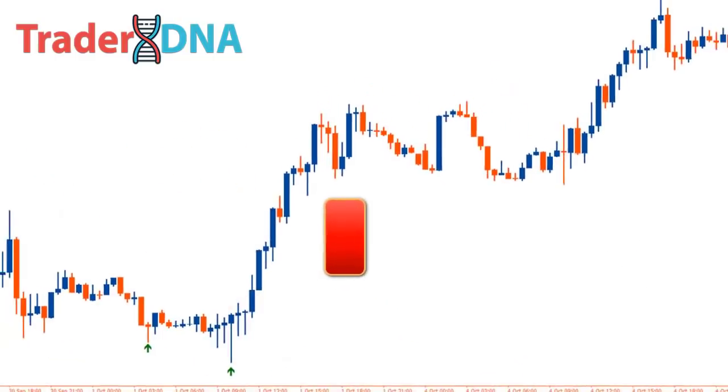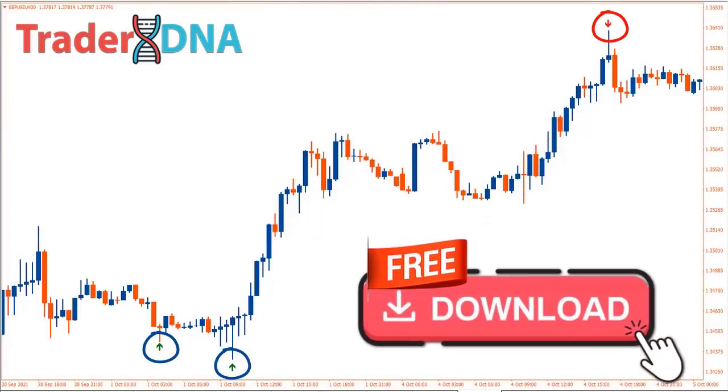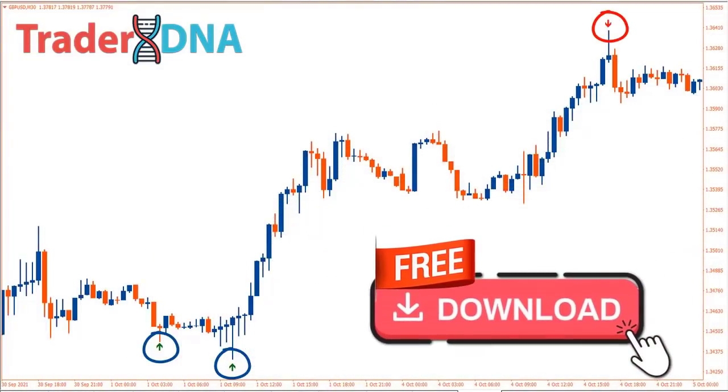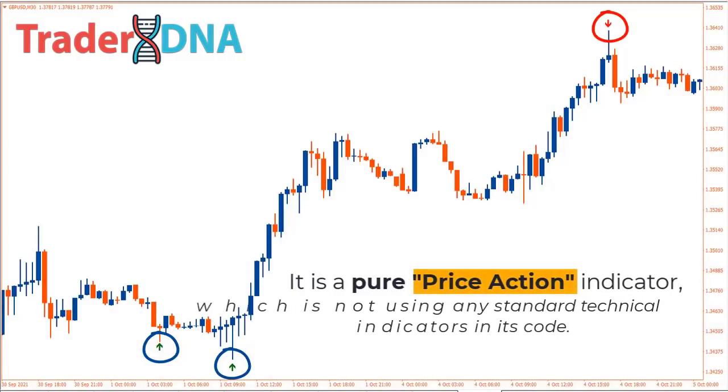Formulating the pin bar re-entry trading approach. In this video, I've included a template with the pin bar detector system that you can simply upload to your chart, so there's nothing for you to worry about. Get the download link in the description. Pin bar detector is a MetaTrader indicator that tries to detect pin bars and marks them by placing an arrow symbol below the bullish pin bars and above the bearish pin bars. It is a pure price action indicator, which is not using any standard technical indicators in its code.